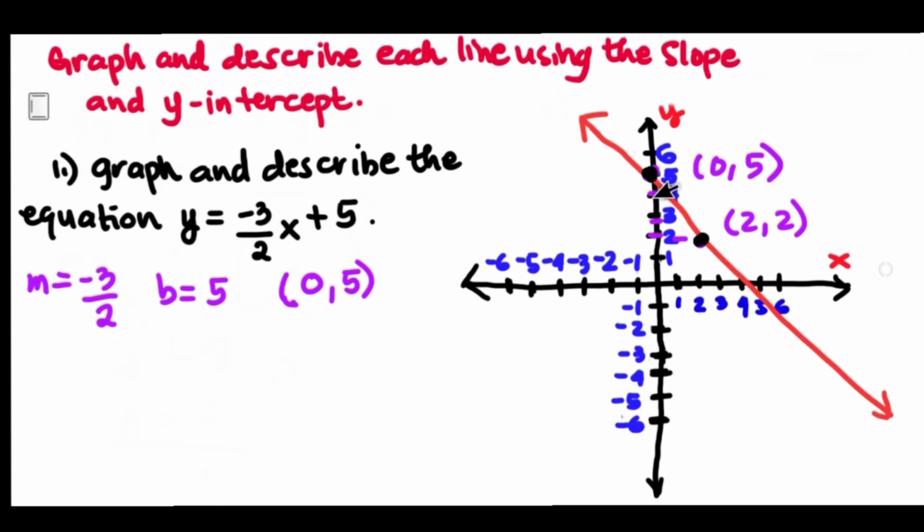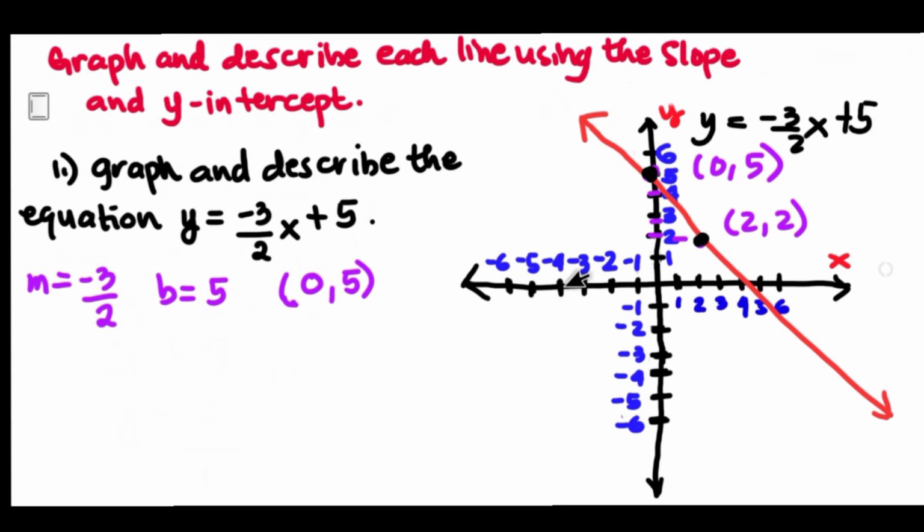So when we join the two points we got, the 0, 5 and the 2, 2, this is the resulting graph of y is equal to negative 3 over 2x plus 5.